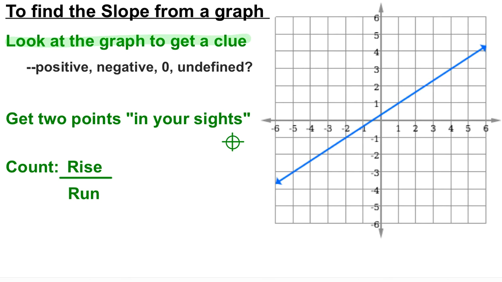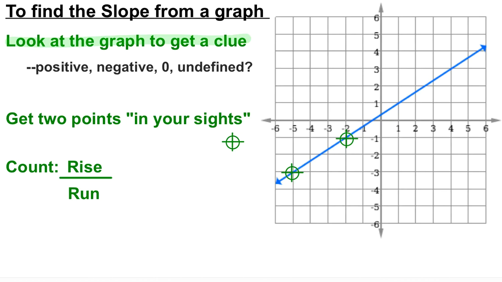Next step is to get 2 points in your sight. So think like hunting. So you have your crosshairs here, and you want to line up the crosshairs so that it's right on the grid line. So a point like that would work. A point like this is kind of a crummy one because we don't really know exactly where it's at. So find points that are in your crosshairs. This would be a little better.